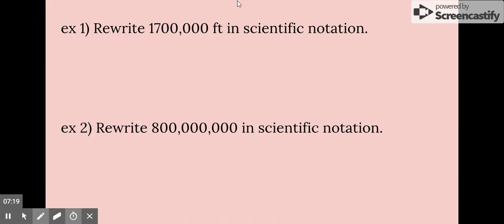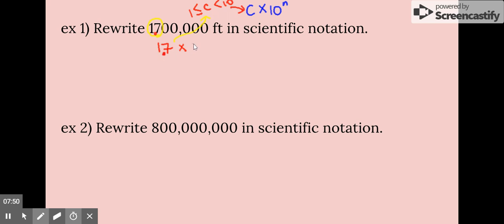All right, so always remember C times 10 to the nth power. C, this number, should be between 1 and 10. It cannot be more than 10. Okay, so now 17, does it work? 17 doesn't work because it's not between 1 and 10. So what do you need? You need to put a decimal. So 1.7, that works. 1.7 is between 1 and 10.